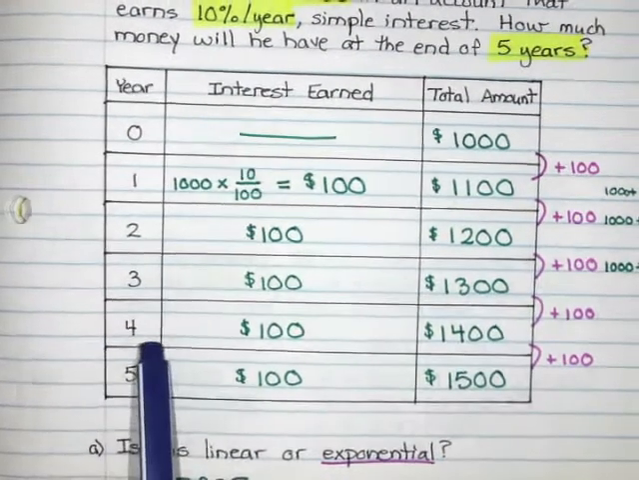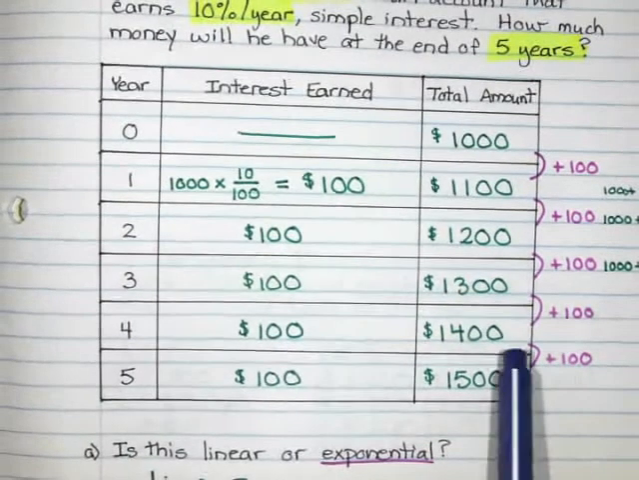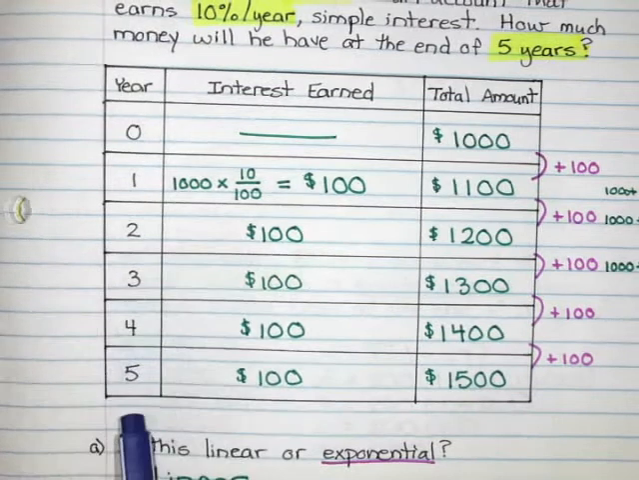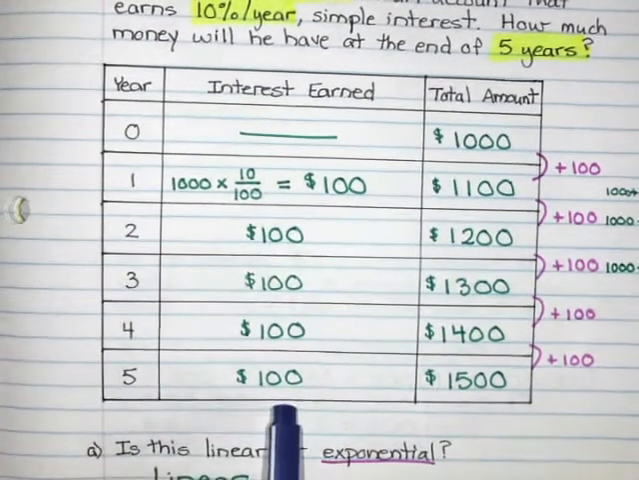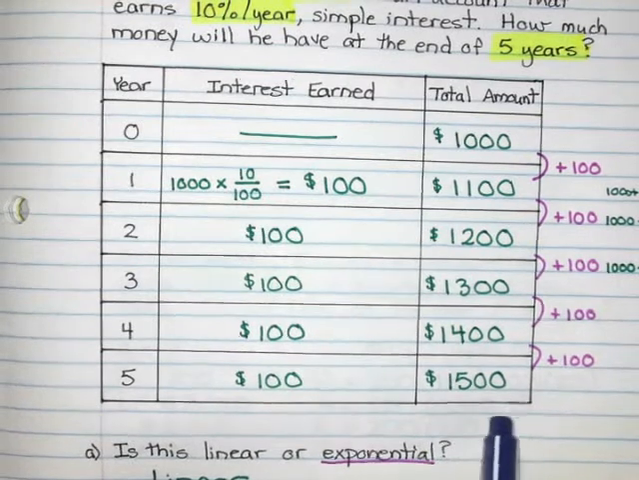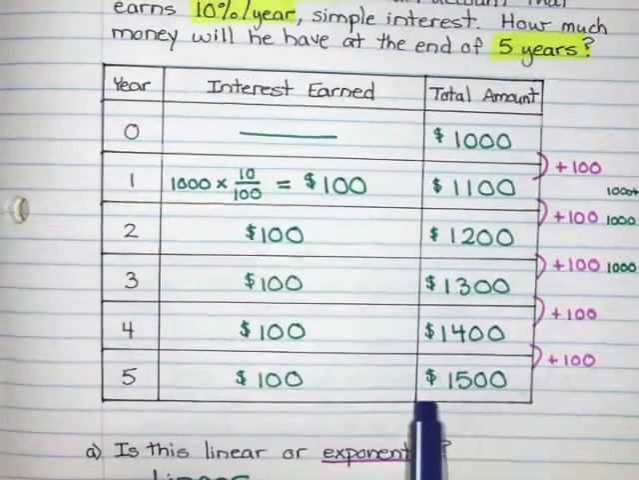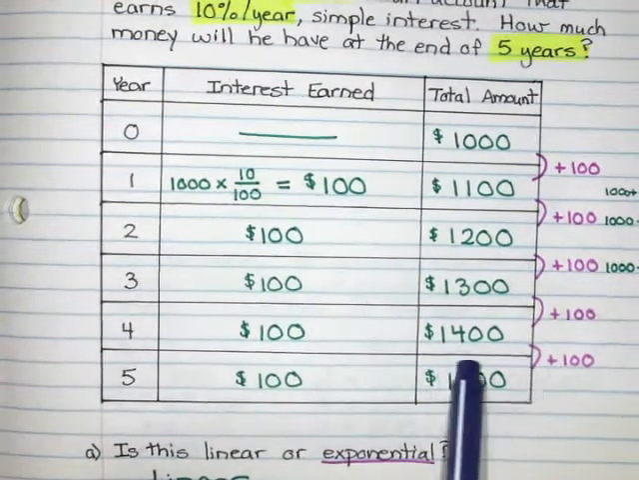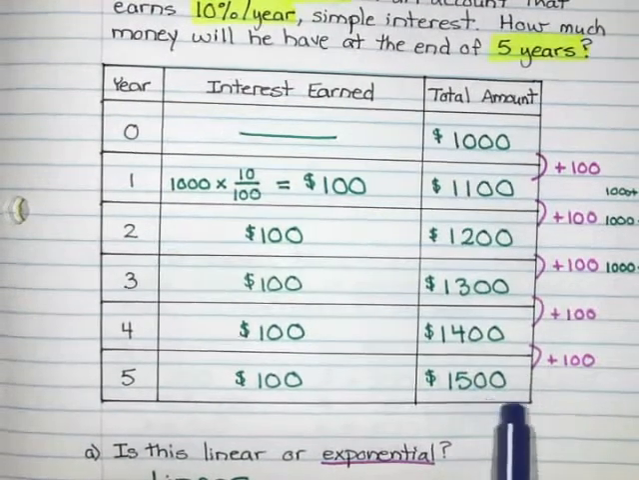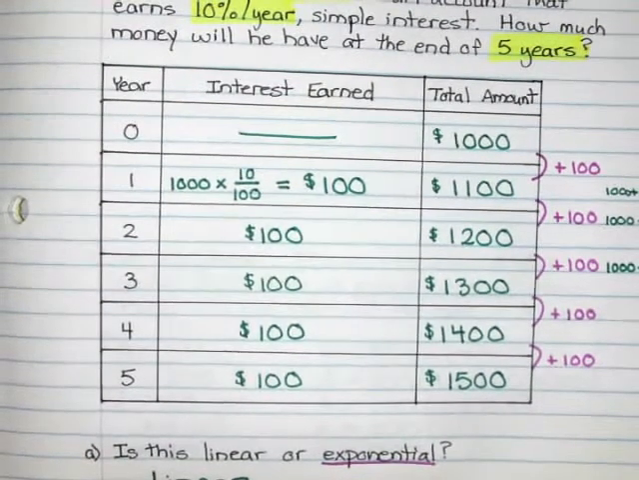In year 4, he gets another $100, so he has $1,400 at the end of year 4. And then in year 5, he gets another $100 for a grand total of $1,500. So after 5 years, Carlos would have $1,500. $1,000 of that was his original investment, plus $500 extra in interest.